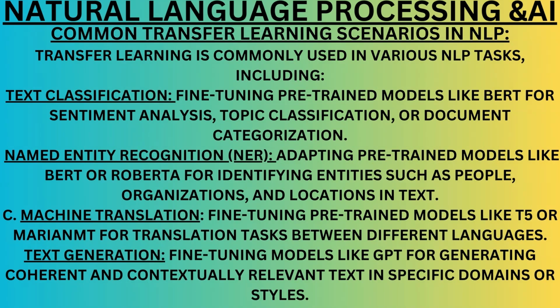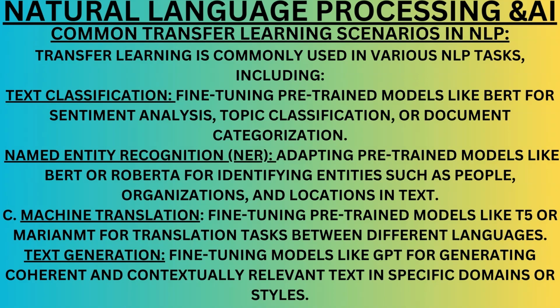Common transfer learning scenarios in natural language processing. Transfer learning is commonly used in various NLP tasks, including text classification, fine-tuning pre-trained models like BERT for sentiment analysis, topic classification or document categorization; named entity recognition, NER, adapting pre-trained models like BERT or RoBERTa for identifying entities such as people, organizations, and locations in text.